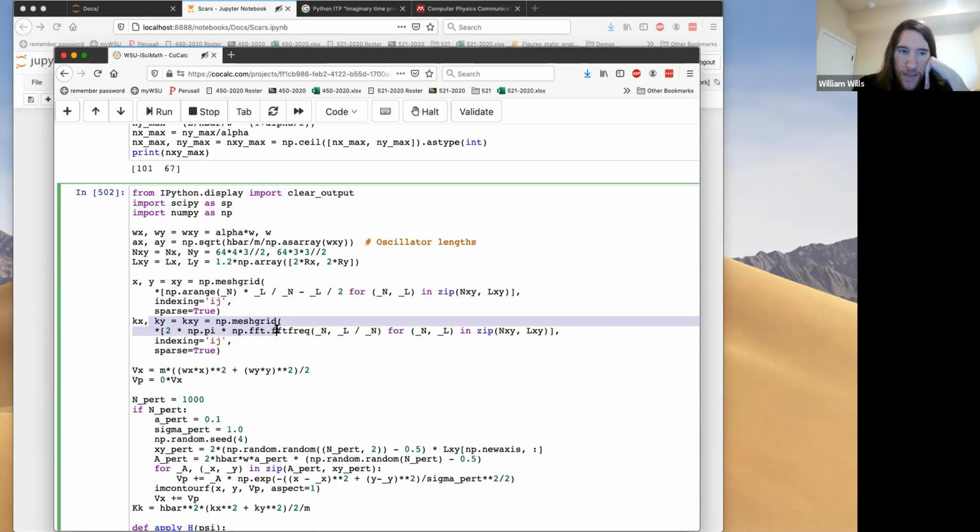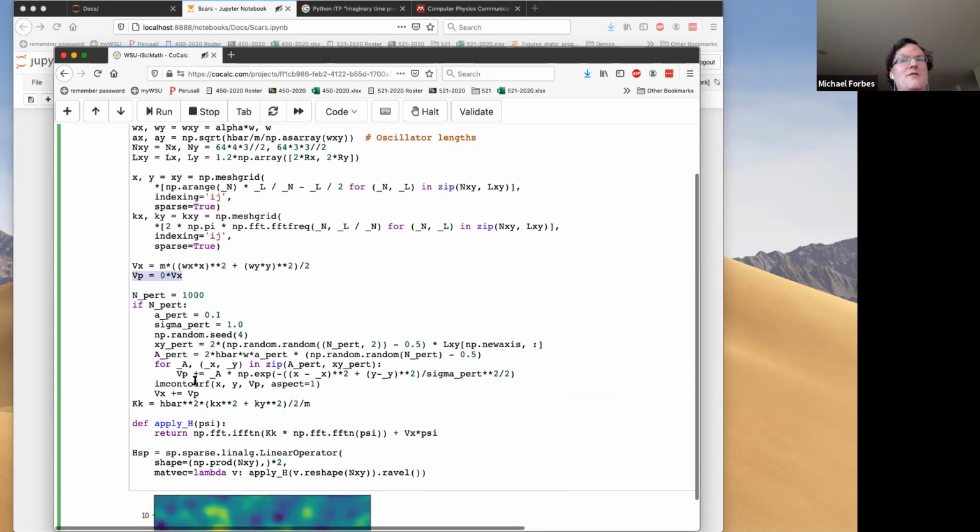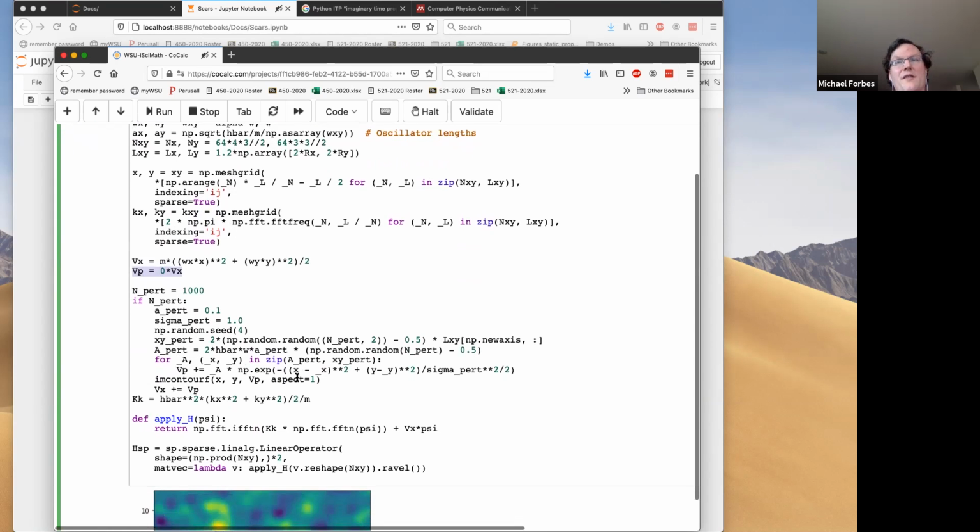Same thing for the momenta. These are the momenta that are required. So I'm using Fourier frequencies, n of them with this lattice spacing. You need to put the 2 pi in there because we work with angular units. Same thing. So the potential is just m omega x squared plus omega y squared over 2. And then I'm going to put the perturbation in. Right now, I'm doing the perturbation as a sum of Gaussians at random locations with a small amplitude.